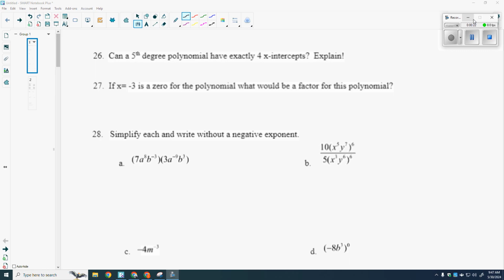Technically, we could answer that two different ways. If a fifth degree polynomial has 4 x-intercepts, it has 4 real zeros. Remember from the fundamental theorem of algebra, there are going to be 5 zeros. So if 4 are real, that leaves 1 that's imaginary. That can't happen because imaginaries come in pairs. So one answer could be no, right? We could say the answer is no.